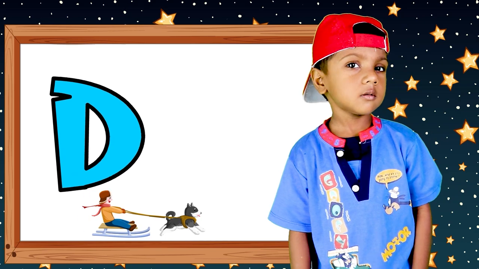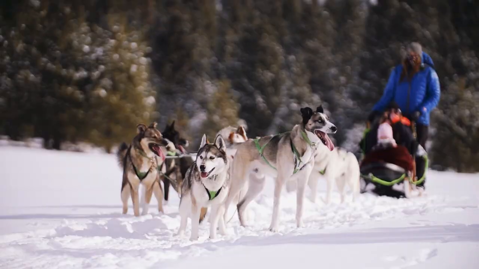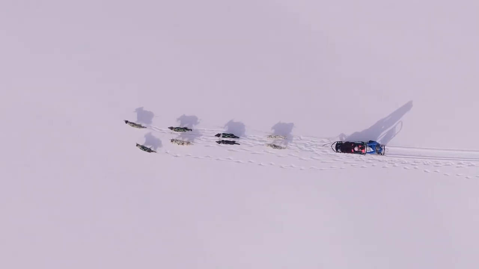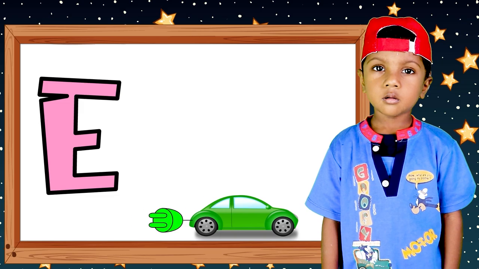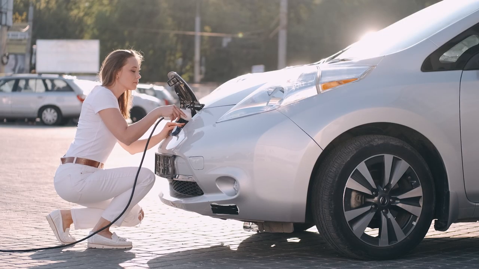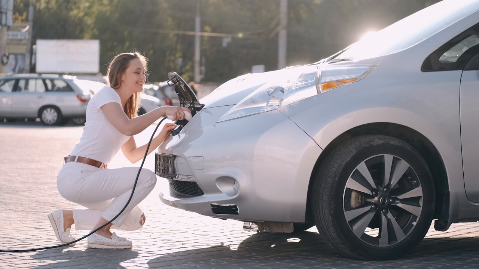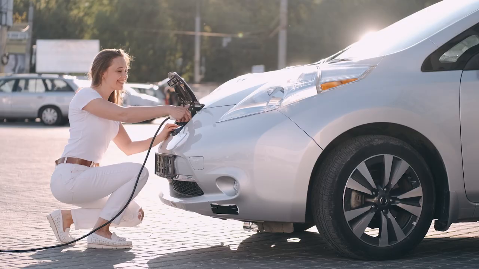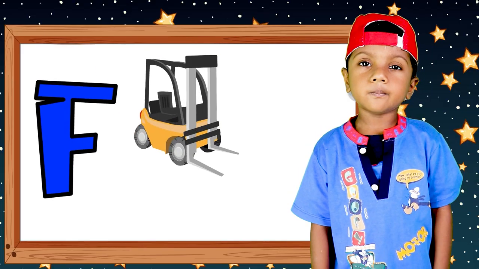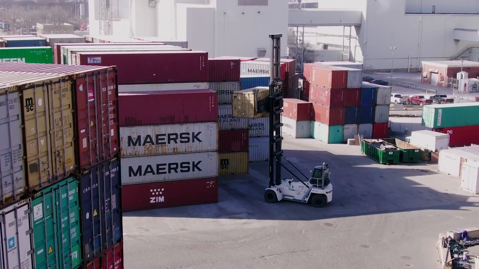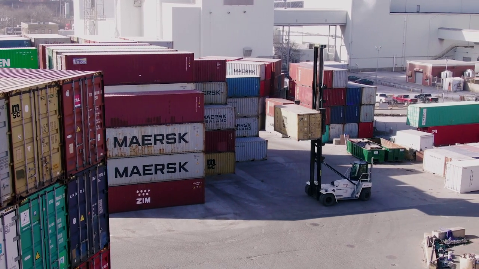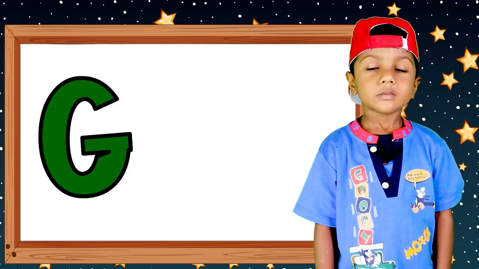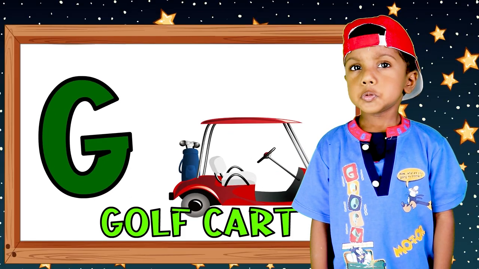D is for dog sled. E is for electric car. F is for forklift. G is for golf cart.